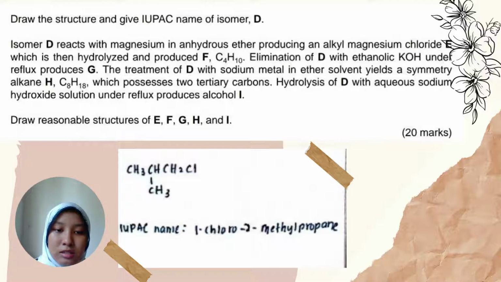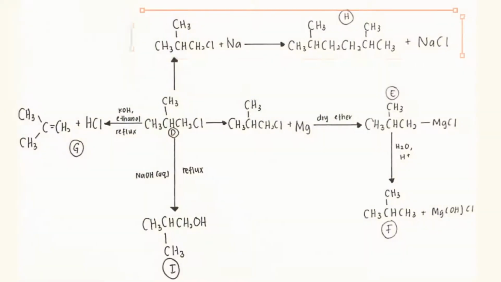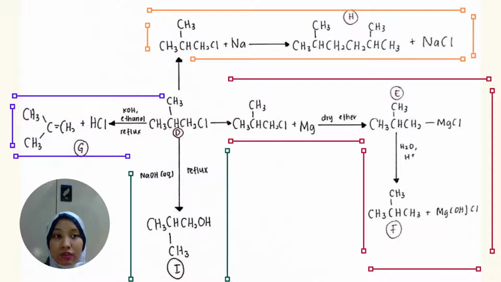Below here is the structure and IUPAC name, which is 1-chloro-2-methylpropane. Next, we look at the reaction that can occur in isomer D. Let's take a look at the red lines. 1-chloro-2-methylpropane reacts with magnesium in anhydrous ether producing E, isobutyl magnesium chloride, which is then hydrolyzed and produces F, 2-methylpropane.